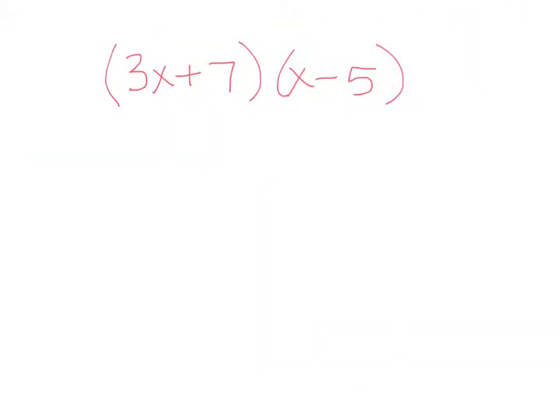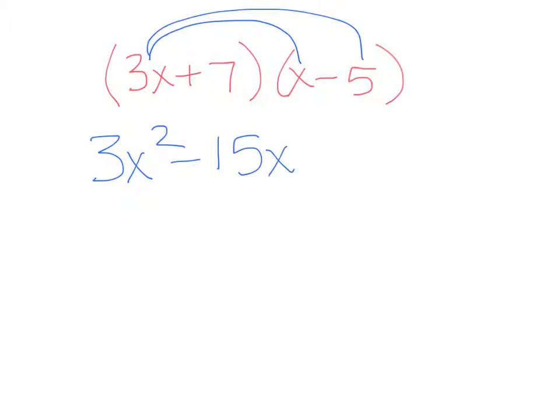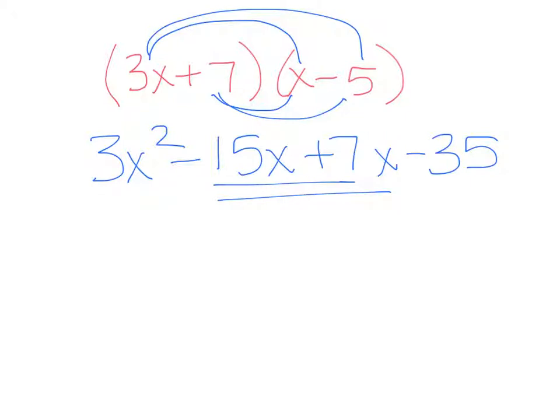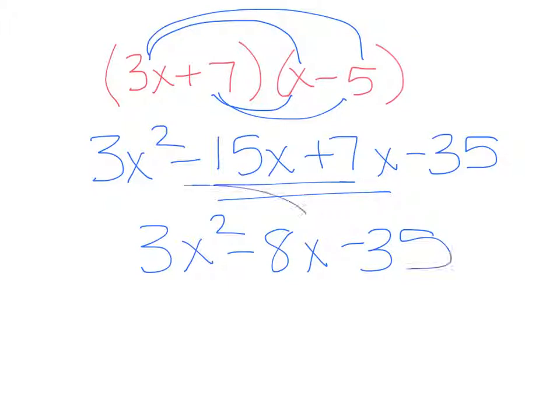This is just a multiplication of polynomials, which we just use our distributive property. So 3x times x is 3x squared, and then 3x times 5 is negative 15x. Now we've got to go back and do it again with the 7. So that becomes 7x, and then that becomes a negative 35, and then we need to put our like terms together in the middle. That's actually a negative 15 plus 7, so it's going to be a negative 8x minus 35, and that's your answer right there.